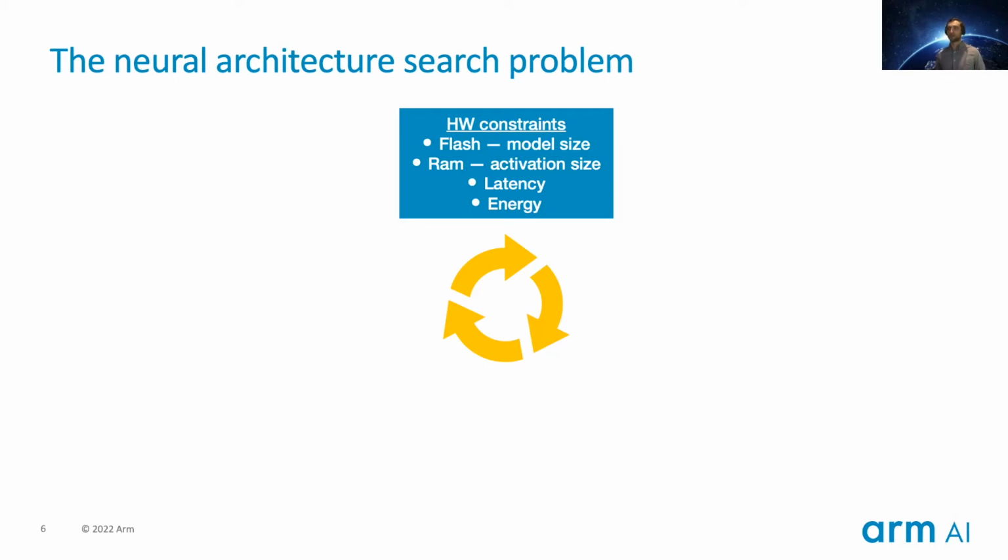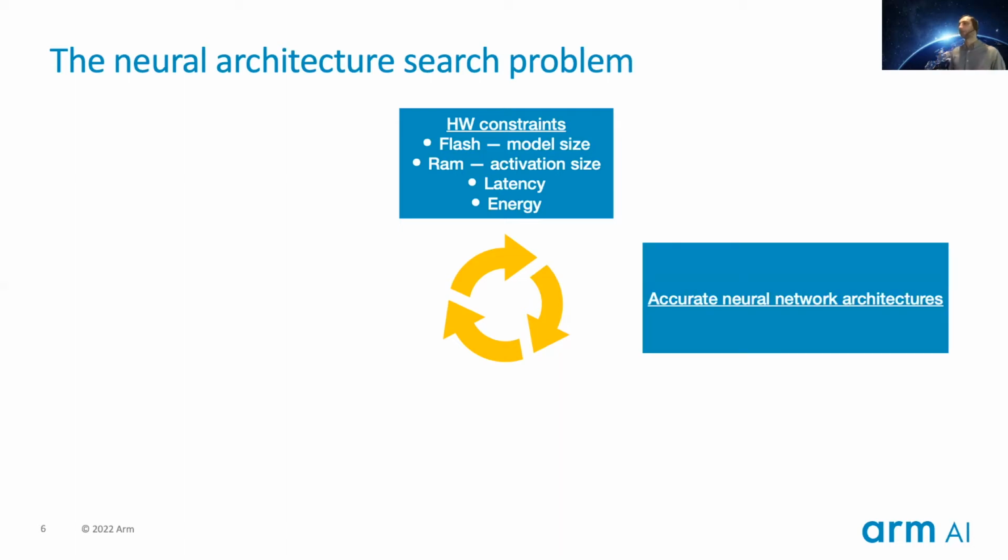The hardware also has limited RAM memory, which limits the size of the activations produced by the model. Also, when we're deploying to hardware, we care about things like latency and energy, which are also impacted by the hardware capabilities. Okay, so given these hardware constraints, we care about designing accurate neural network architectures that do well on some target task that we care about and that fit into the constraints that we specified.